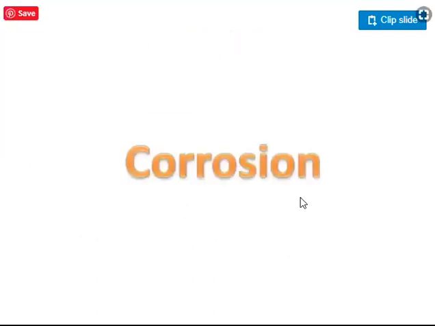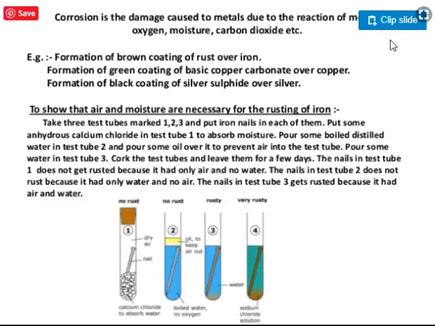Corrosion. This is the property shown mostly by the metals. They only corrode. What happens in corrosion? Corrosion is the damage caused to metal due to reaction of metals with oxygen, moisture, carbon dioxide, etc. That means when metals react with the atmospheric oxygen or the moisture, their surface gets damaged. That process is known as corrosion.